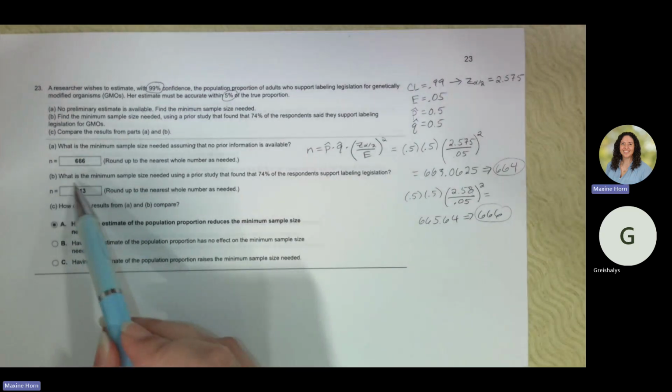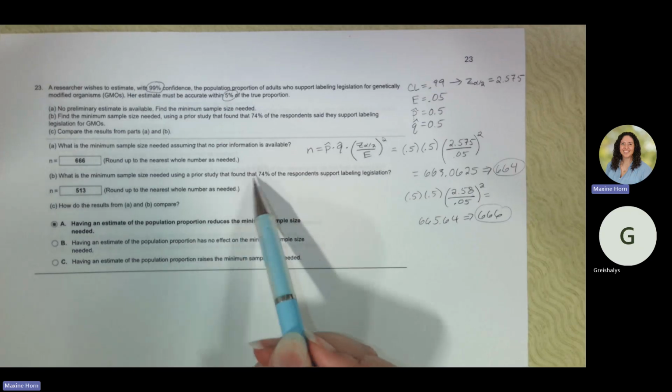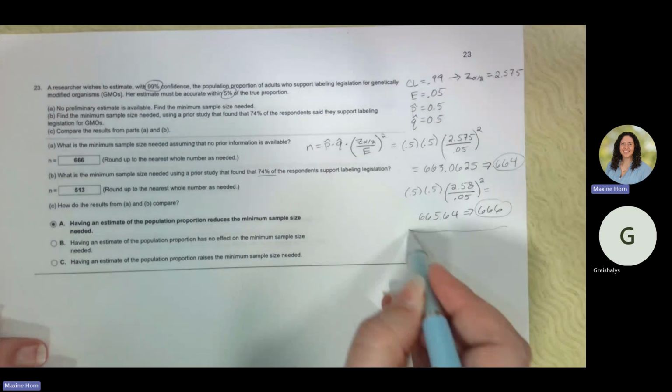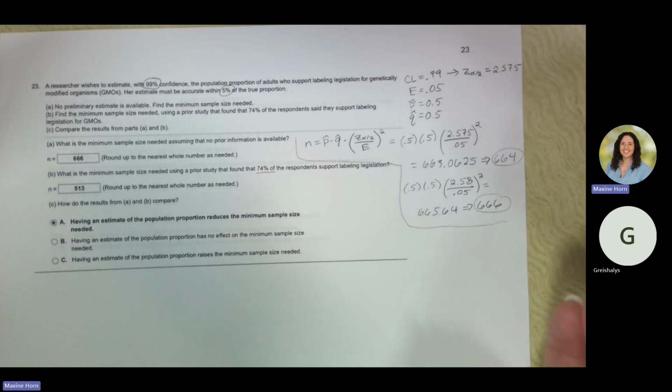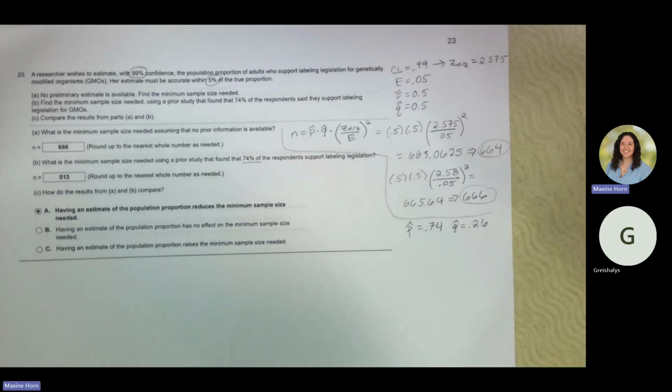Okay, and then for B, it says, what's the minimum sample size needed using a prior study that found that 74% of the respondents support labeling legislation? So now what they're saying is, before we didn't have any prior studies. Then we do a little more research and find that I do know a p hat. I have a p hat of 0.74, so my q hat is going to be 1 minus 0.74, which is 0.26.